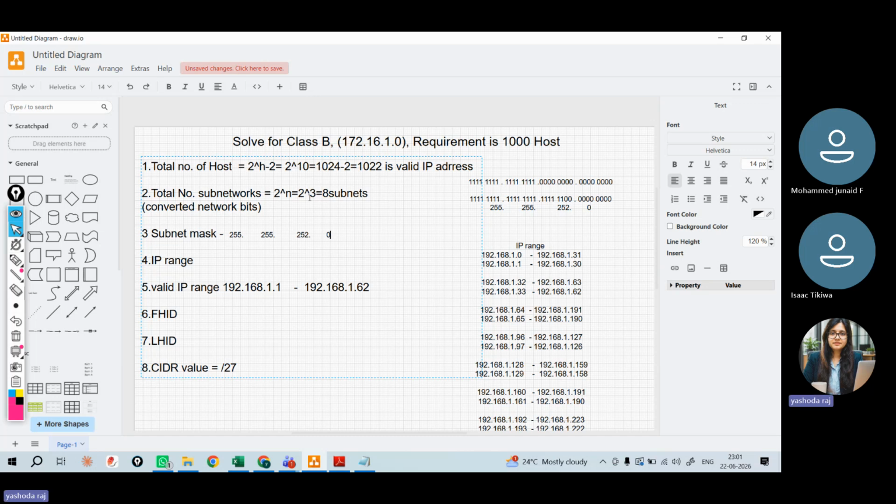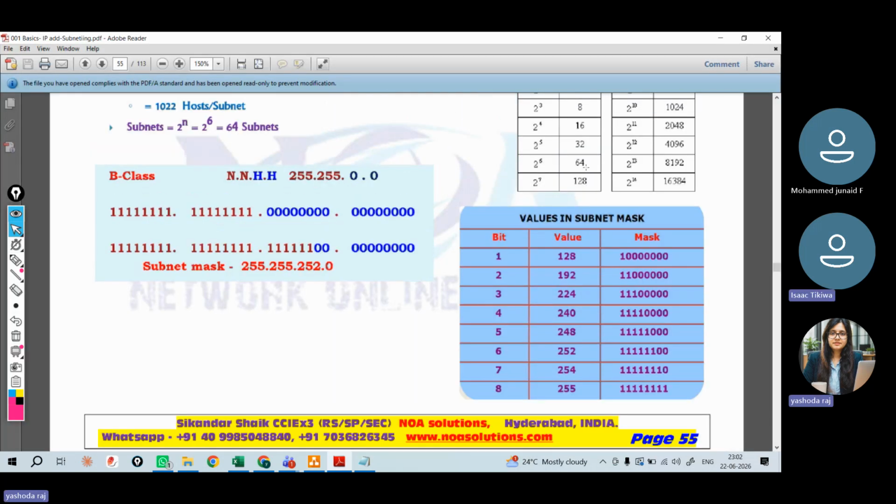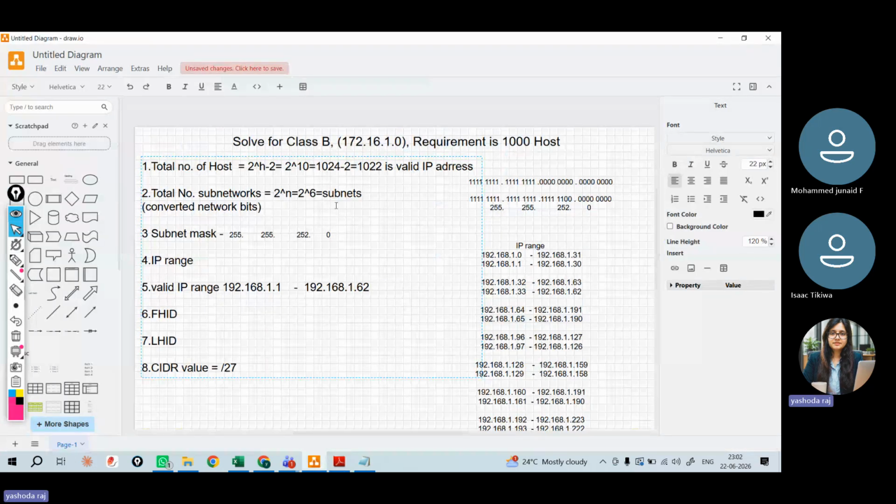So now for the total number of subnets, what is the 2 power n value? How many bits are converted to network bits here, out of 16? 2 power 6, 16 minus 10. Right, 6 bits are converted. What is the 2 power 6 value? 2 raised to 6 is 64. So we got 64 subnets.